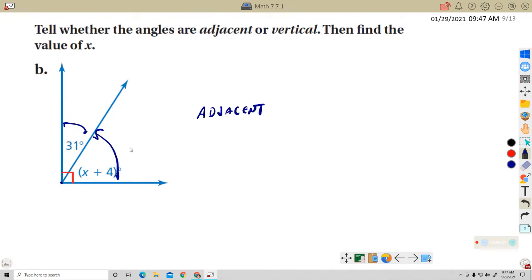Then find x. So this is going to require a little bit of algebra. What do I mean by that? Well, I know that together, this right angle is going to be 90. So together they're going to equal 90 degrees. So I just add these two things together. So that'll be 31 plus x plus 4. I can eliminate the parentheses because everything is addition. I can simplify the right side. 31 plus 4 is 35.